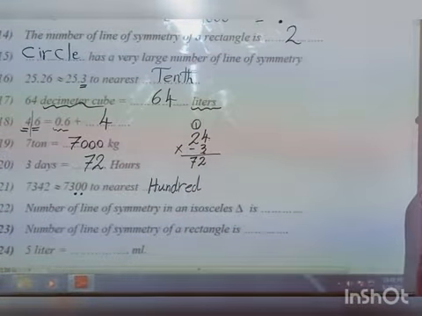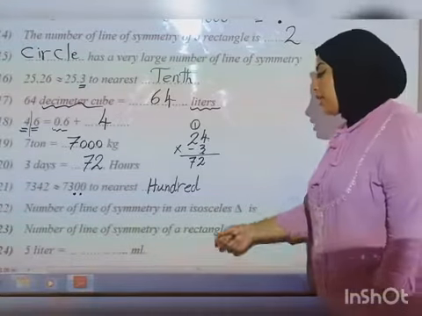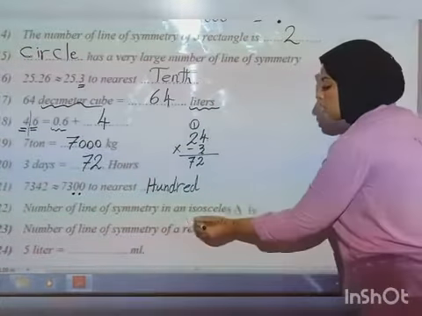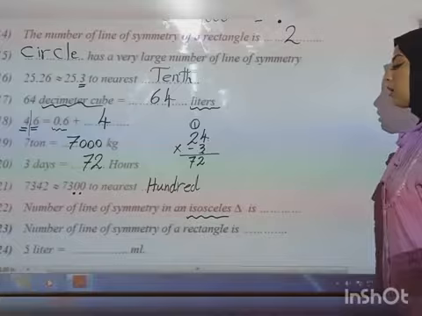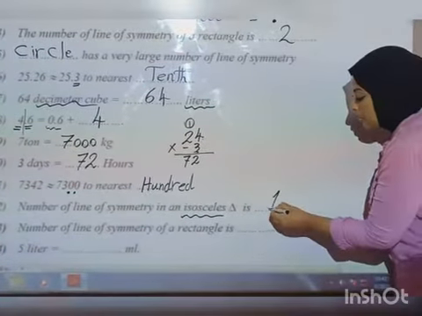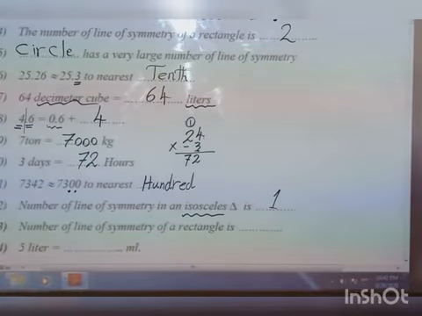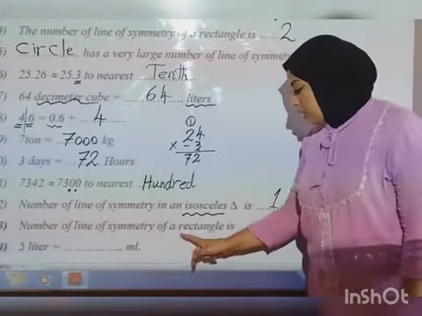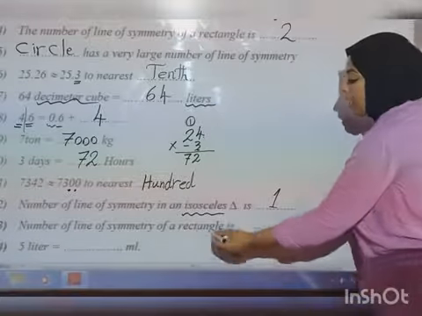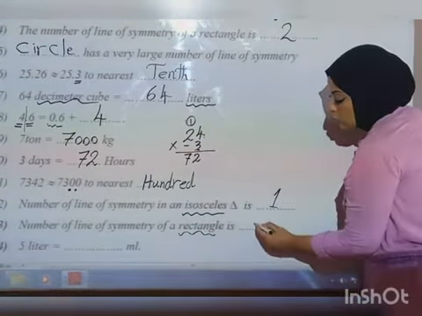Number 22, number of lines of symmetry in an isosceles triangle. It has 1 line of symmetry. Number 23, the number of lines of symmetry of the rectangle. The rectangle has 2 lines of symmetry.